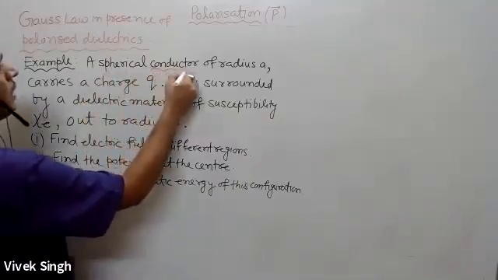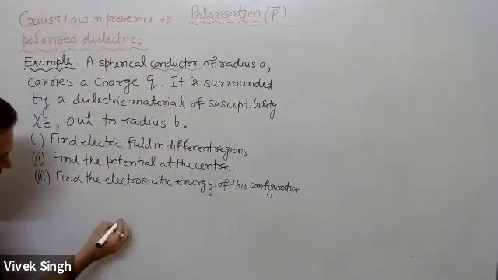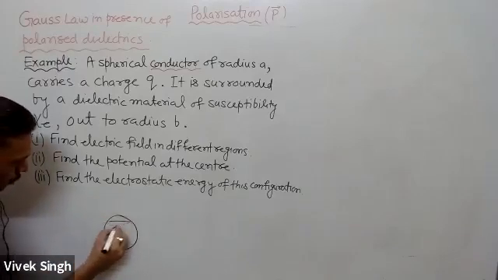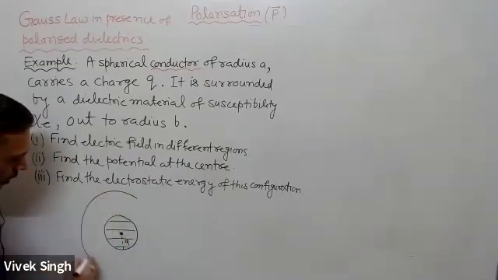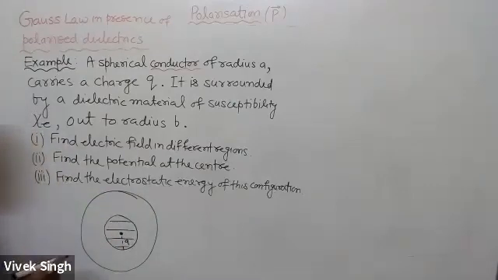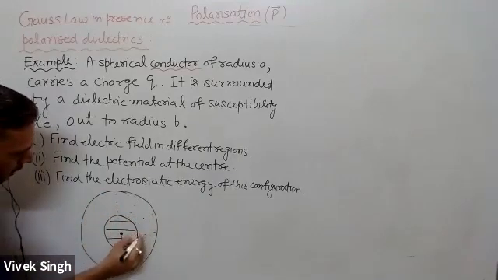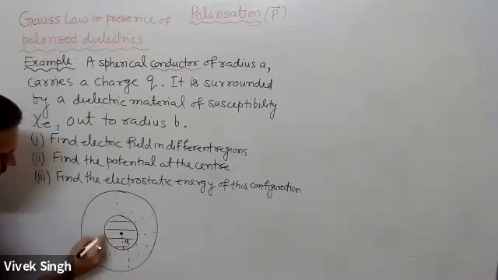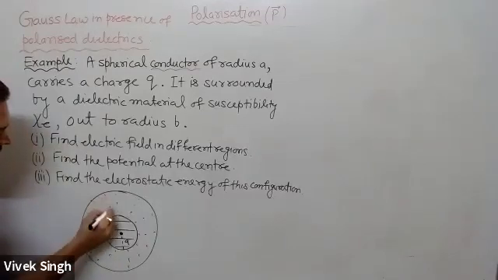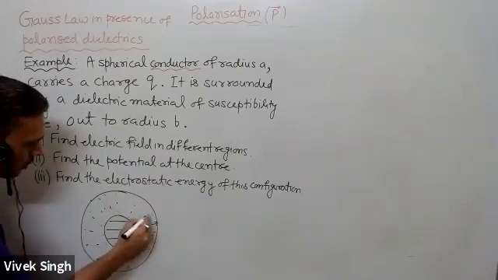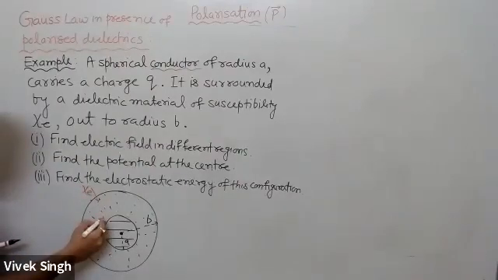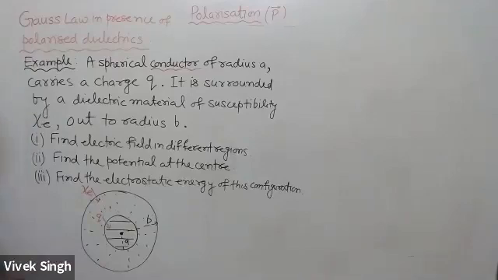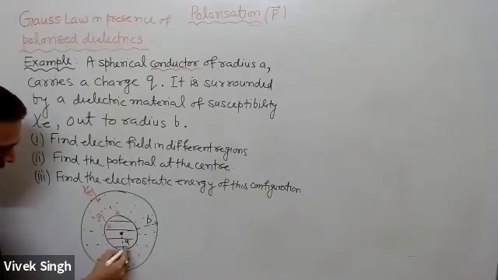So you can see you have a spherical conductor of radius A. So first assume a conductor of radius A and it is surrounded by a dielectric material. So this dotted line region represents the dielectric and its outer radius is B. Its susceptibility is chi E and this conductor carries charge Q. So this charge Q will go on the outer surface of the conductor.